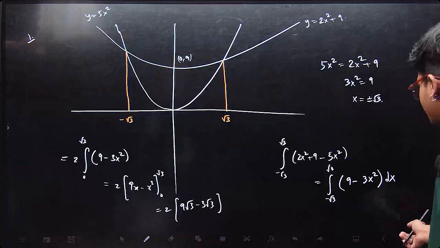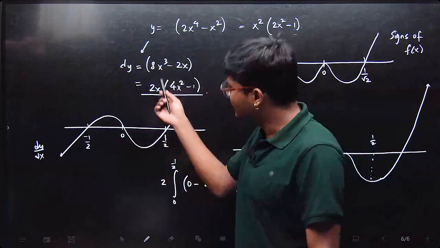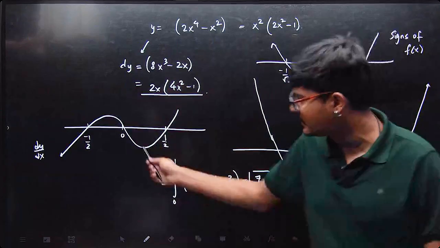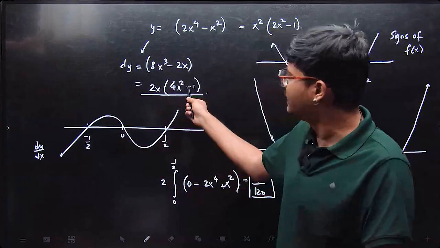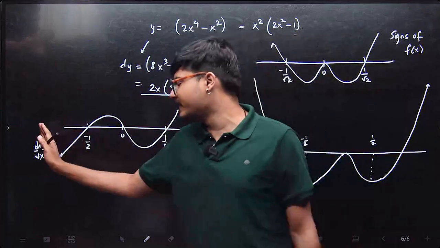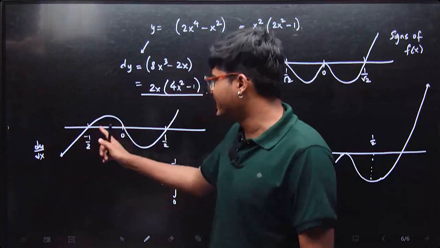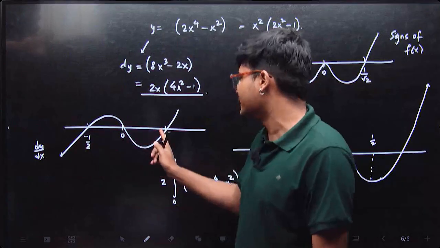So look at the nature of dy by dx. Use the wavy curve method on dy by dx, and this is what you'll get. What are the points? 0, plus minus half. Now if you plot this, you can see that between minus infinity and minus half, it's negative. Then between minus half and 0, it's positive. Then 0 to half, it's negative. And after half, it's positive.